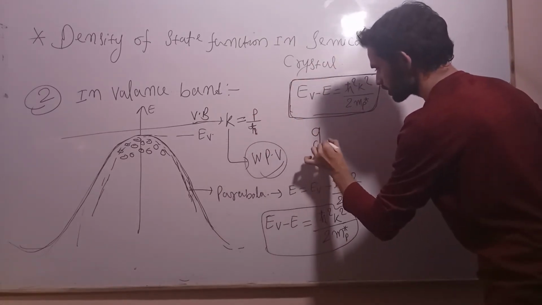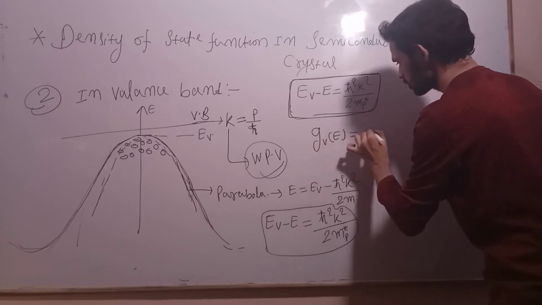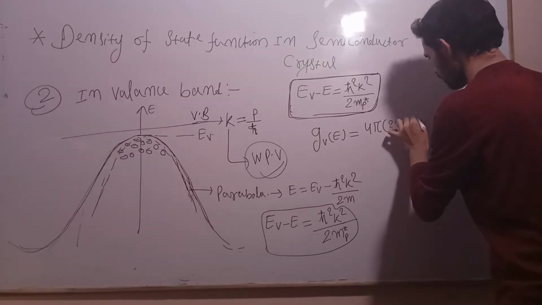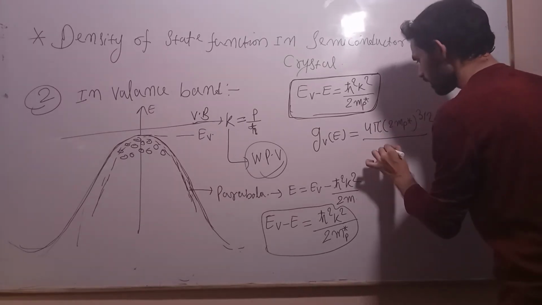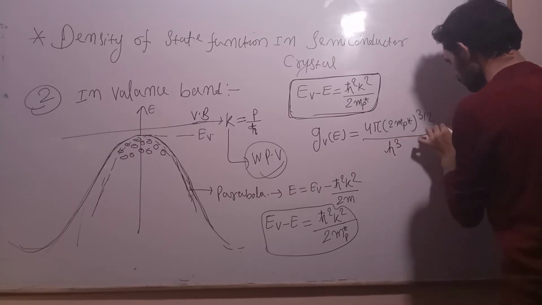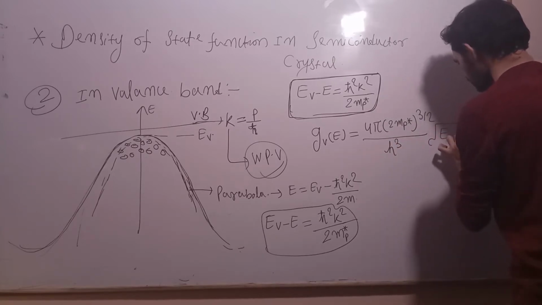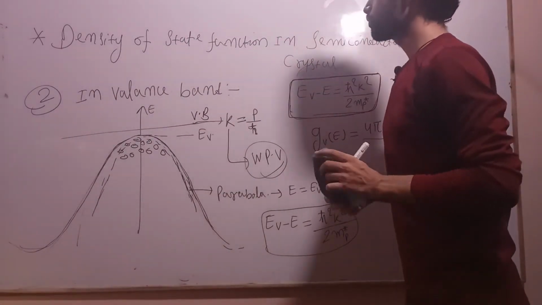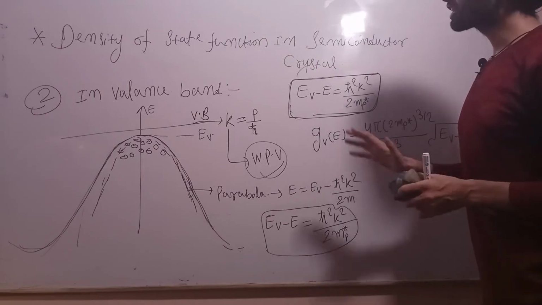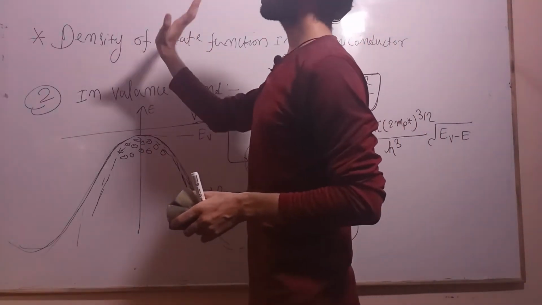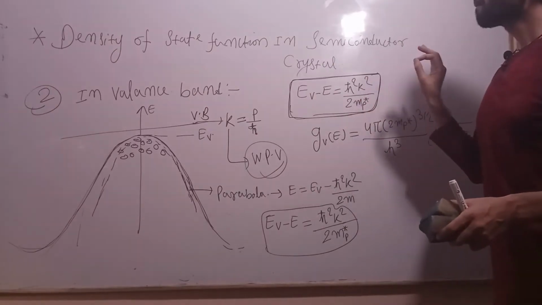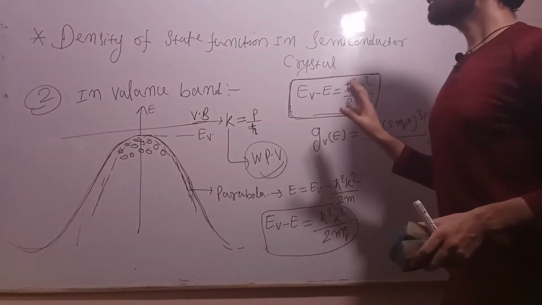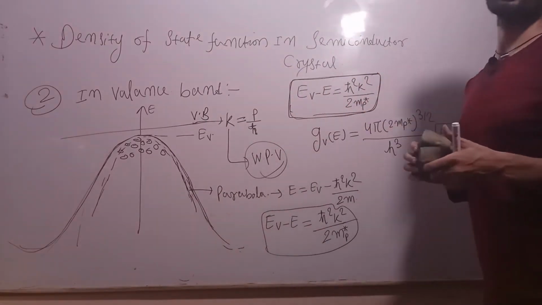Now we are going to see the density of allowed quantum states for the valence band. This is gv(E), which is equal to 4π(2mp*)^(3/2) divided by h³ into the square root of (Ev minus E). Why? Because in the case of the valence band we are considering it similar to the free particle case, where the free particle is the hole. We assume it is inside a three-dimensional infinite potential well.